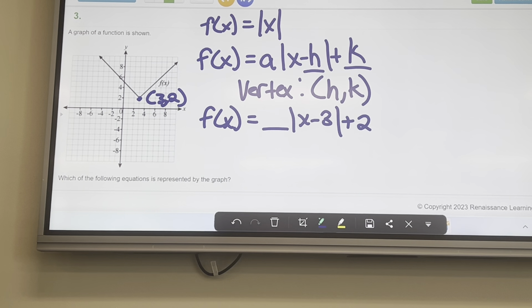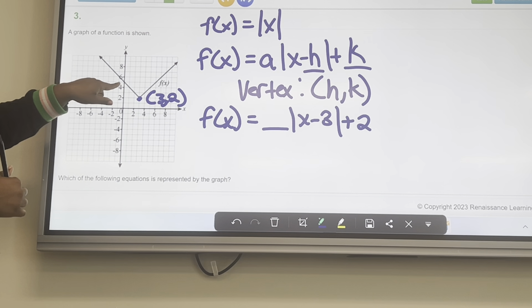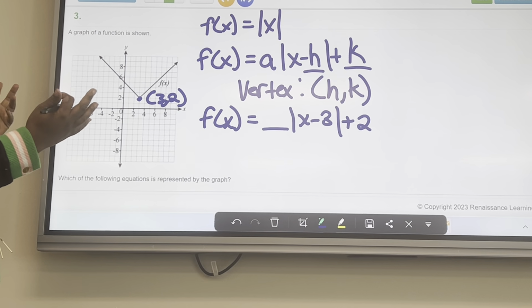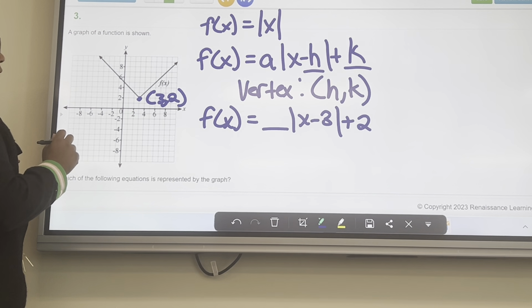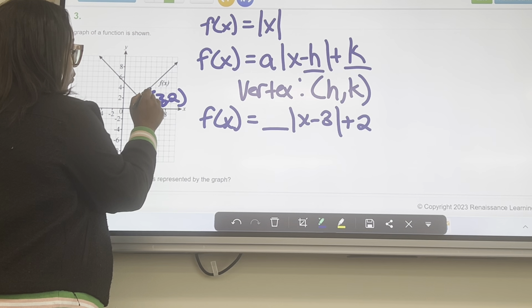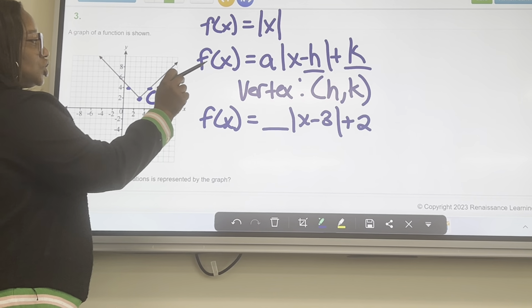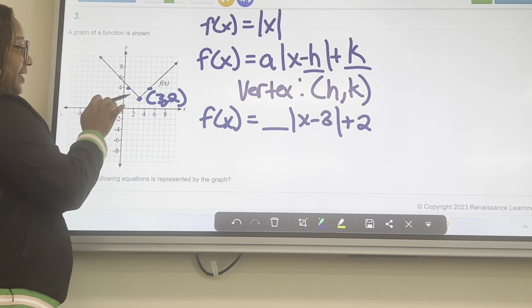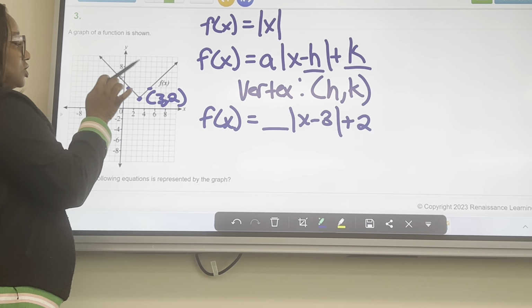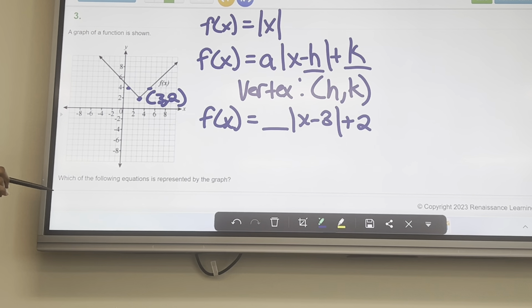All right, so now that I have my h and my k, I just need to figure out if I have an a value. So I'm going to calculate to see if my rise over run from my vertex gives me some value different from 1. What I'm doing is starting from my vertex and finding another point. I have a point here and a point here. I'm going to see what the slope is between my vertex and these points.